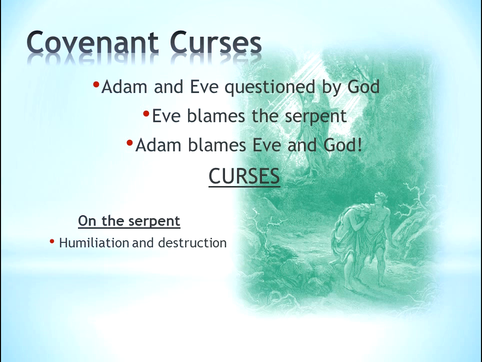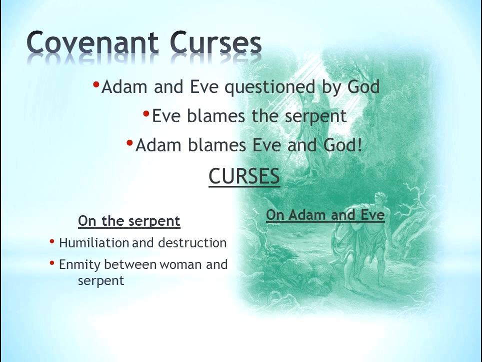So He predicts humiliation and destruction. He says, "I'll put enmity between you and the woman, between her seed and your seed. You will bite at his heel, and he will crush your head." That's ultimate destruction. The time is coming when the seed of the woman will crush the head of the serpent. We know that as Jesus defeating the serpent at the cross.